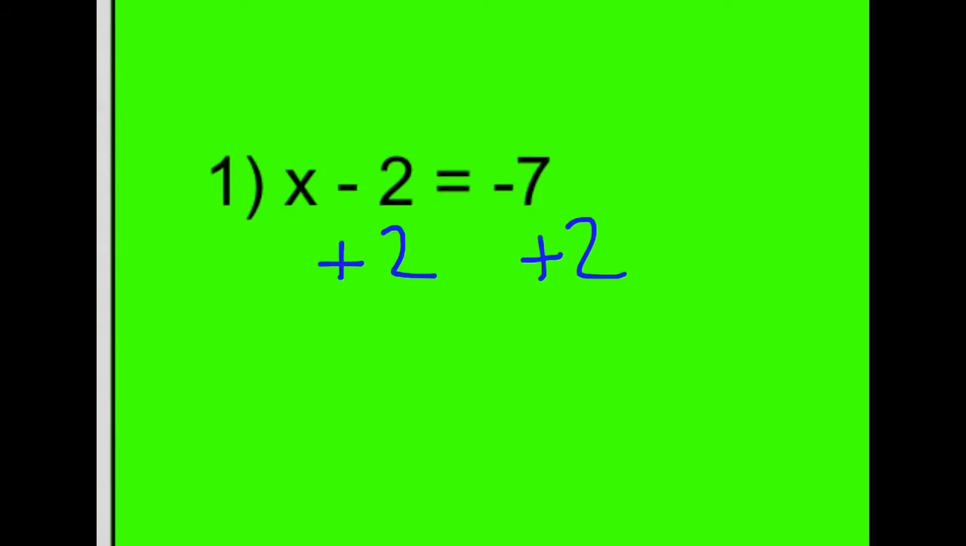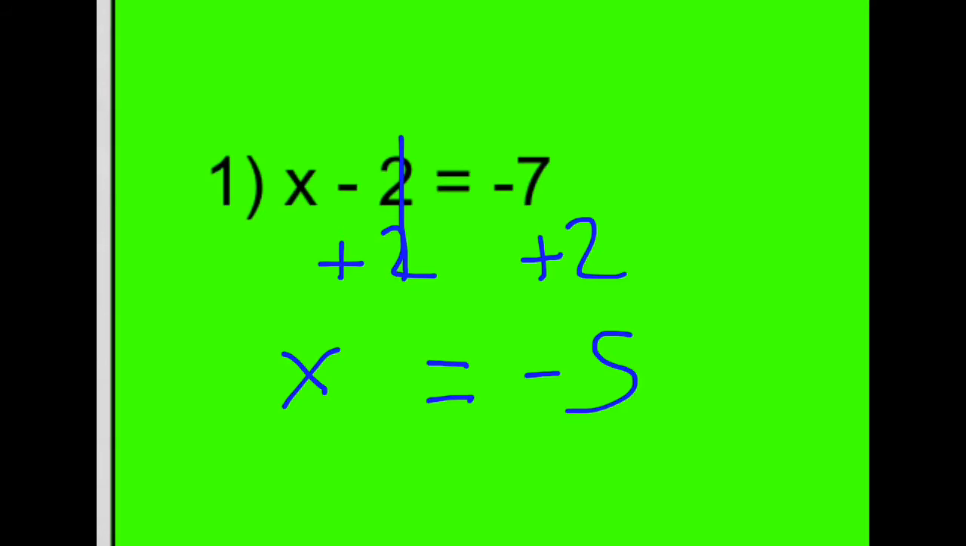Now let's simplify what's left as we work down the page. The minus 2 plus 2 cancel out, right? They make 0. So I'm left with x. That's exactly what I want to be left with. I want to isolate the variable. That means make the variable by itself. Now let's see what's left on the other side of the equal sign. On the other side of the equal sign, negative 7 plus 2 is negative 5. And we've solved the equation. The value of x is negative 5.